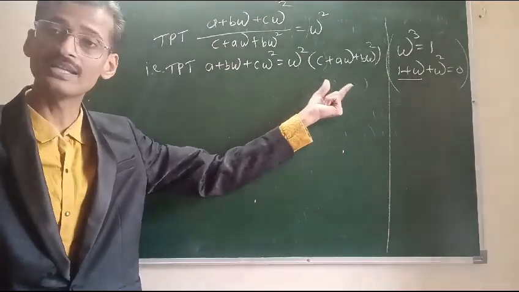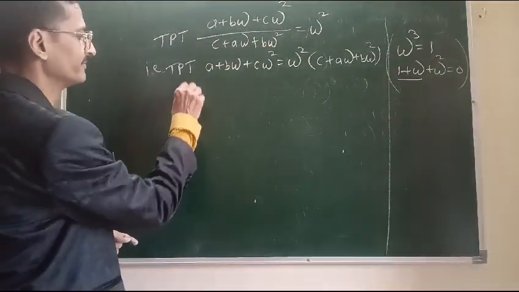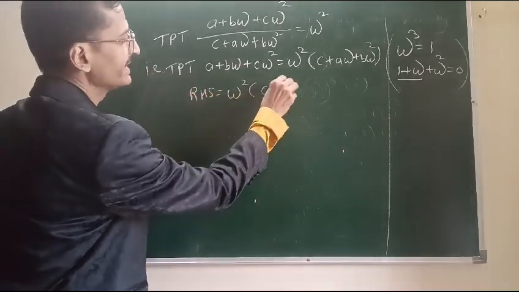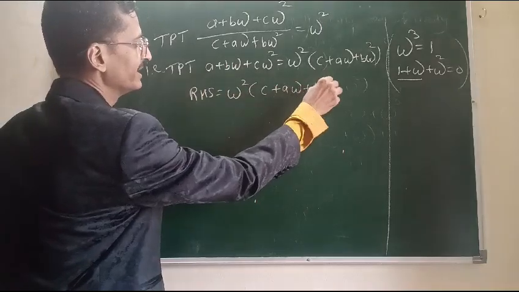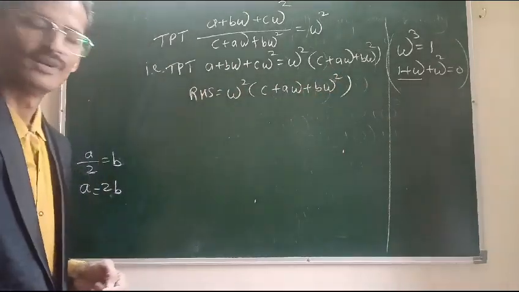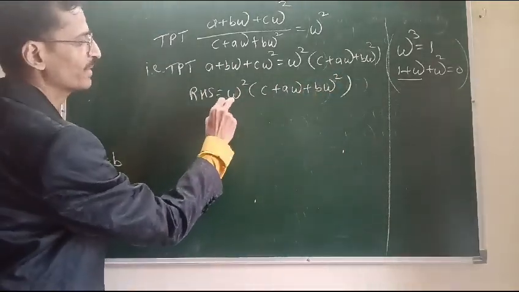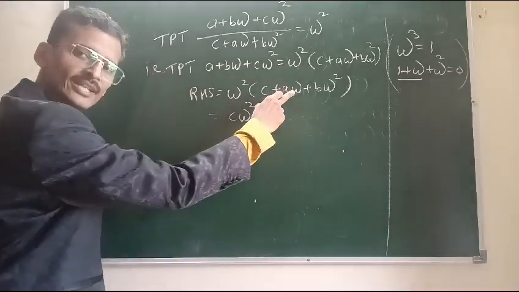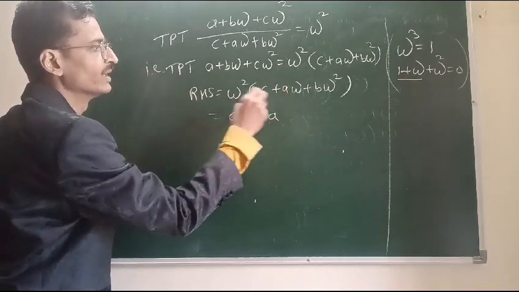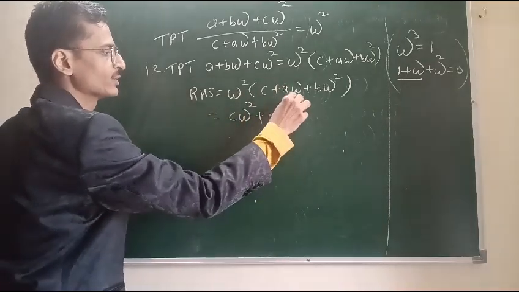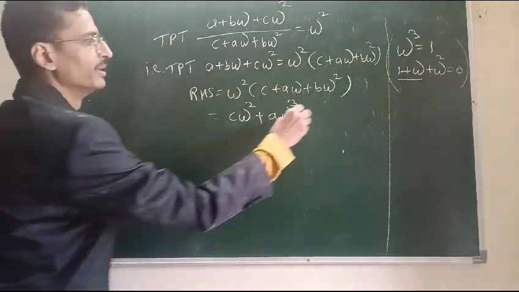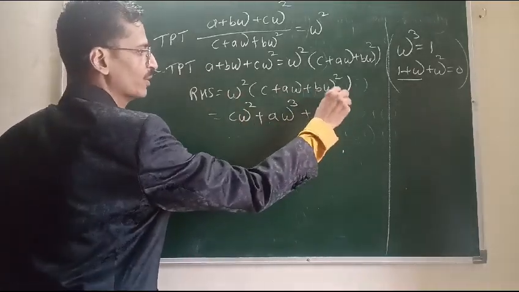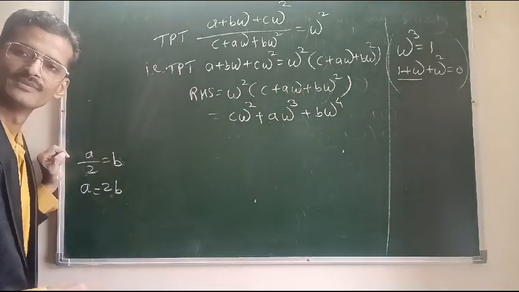So now this is very simple. Start with RHS. Omega square into C plus A omega plus B omega square. So open this bracket. Omega square into C, that is C omega square. Omega square into A omega, that is A omega cube. Plus B into omega square into omega square, omega raised to 4.